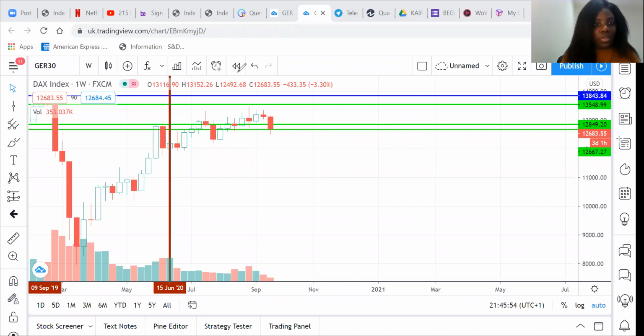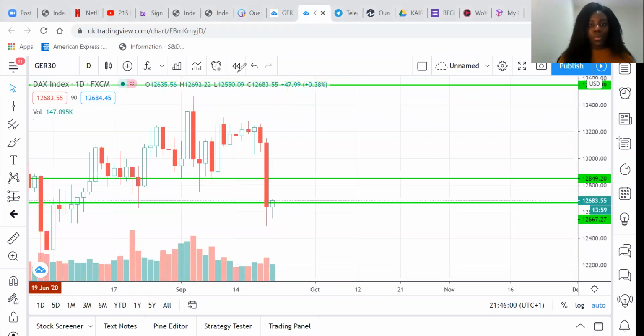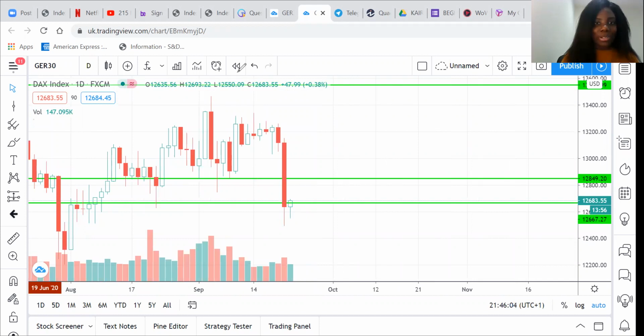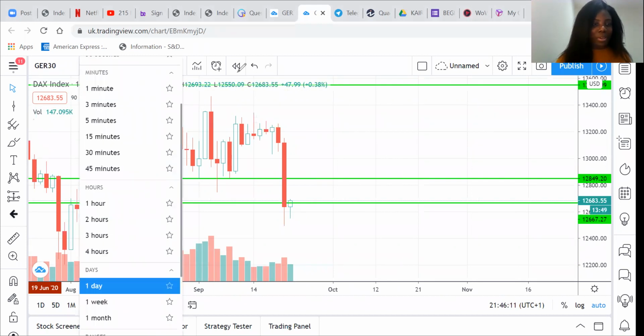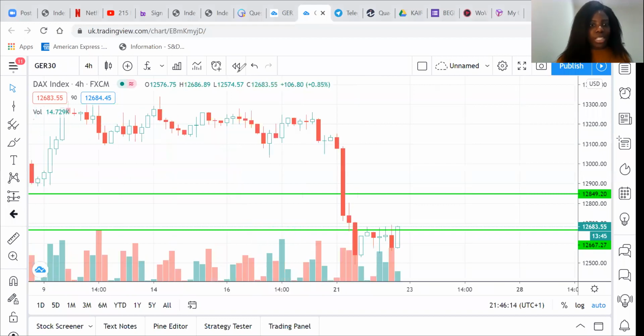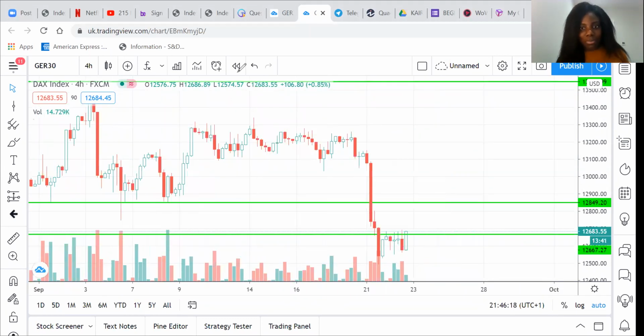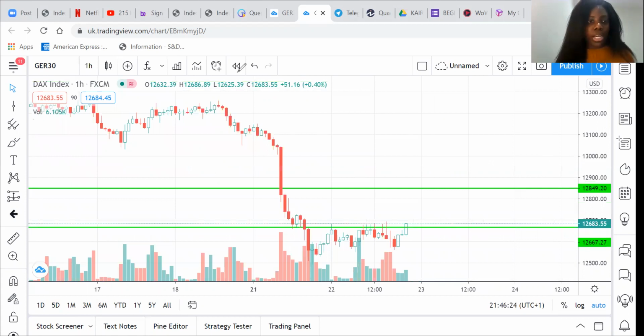So if I go into daily, okay. So, whew, Friday, that daily candle was a beast, wasn't it? Okay, 4 hour, I would normally just mark up my zones. I usually go for the 1 hour and then I'll look for entries on my lower time frames. So let's put these in.